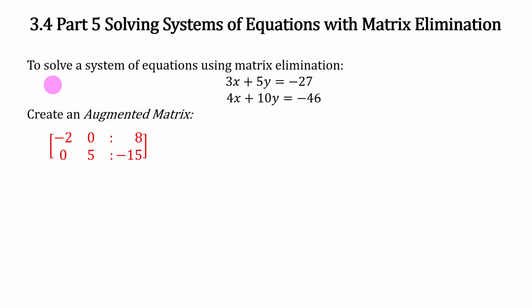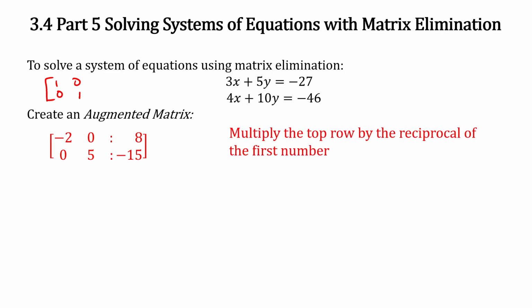Now the idea is I still want 1, 0, 0, 1. I want to turn this into 1. So I'm going to divide. It says multiply by the reciprocal. That just means divide by -2. But they're going to say multiply the top row by -1/2. So that's going to turn this into 1, this into 0, and -1/2 times 8 is -4.